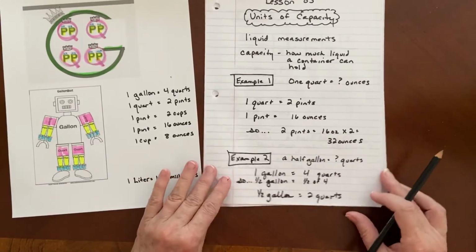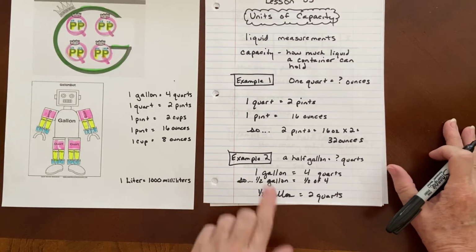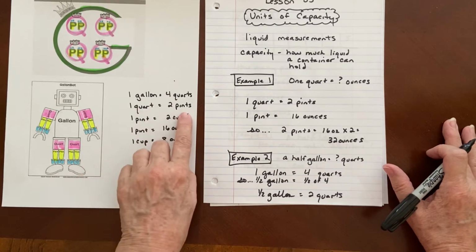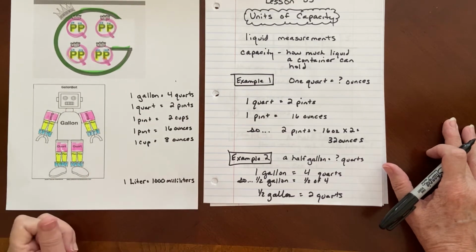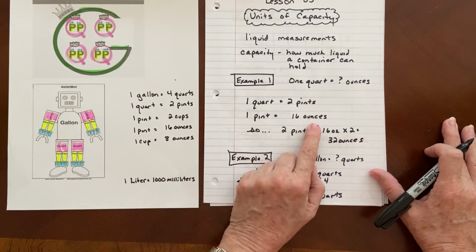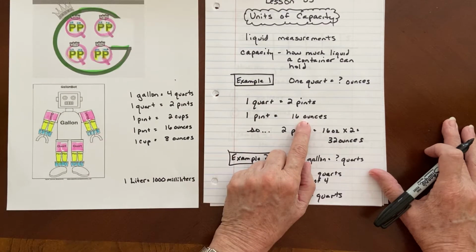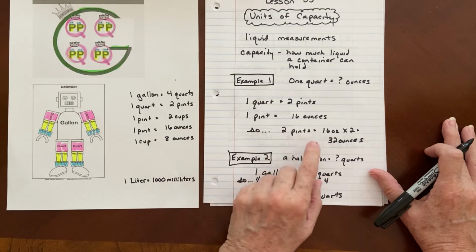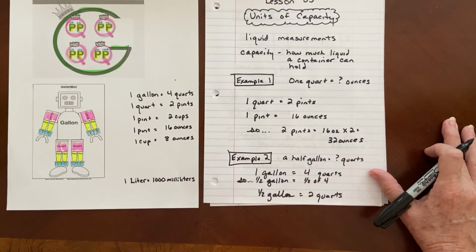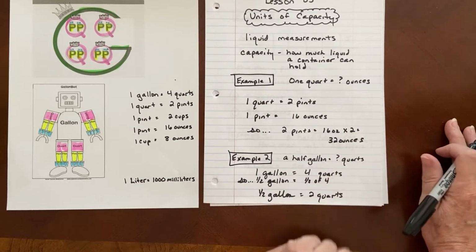Okay, example 1 said 1 quart equals how many ounces? They said something about juice. Yeah, 1 quart of juice is how many ounces of juice. Okay, so what do I know? I know 1 quart is 2 pints. I know that 1 pint is 16 ounces. So 1 quart is 2 pints, and 1 pint is 16 ounces. So could I say that 1 quart is 32 ounces? Sure, 16 ounces times 2, right?